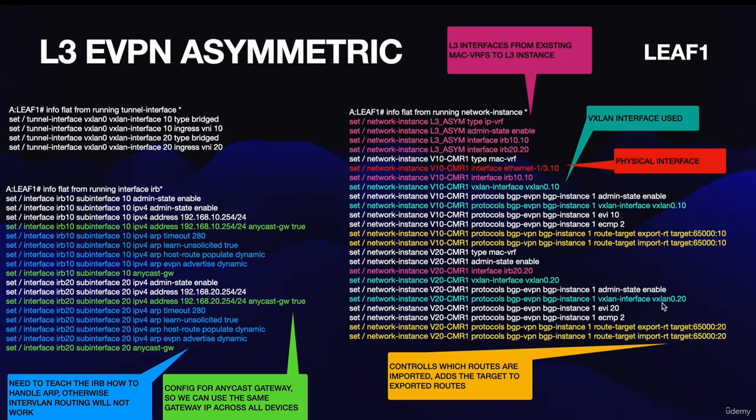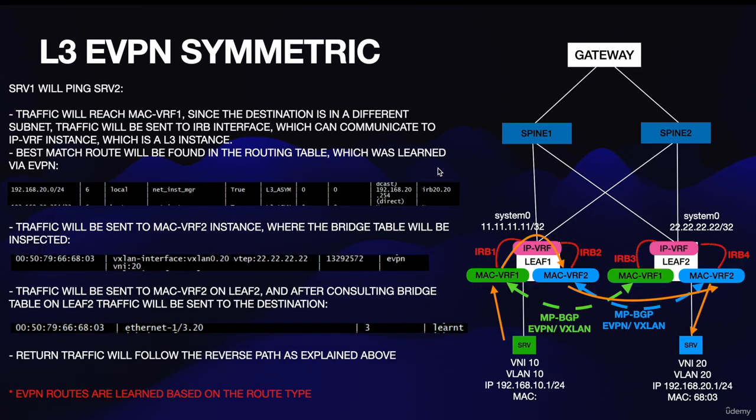We'll have each of the VXLAN interfaces added in each of the network instances. We'll have our BGP EVPN configuration with the EVI, and because we have 2 spines, we'll have ECMP of 2 configured. We'll also have our physical interface added for VLAN 10. As you can see here, we have a physical interface in the MAC-VRF1.